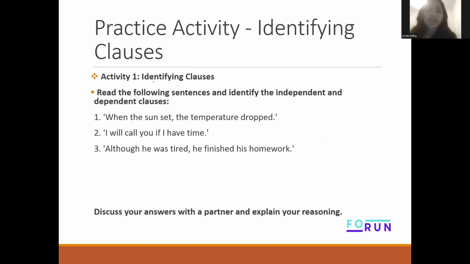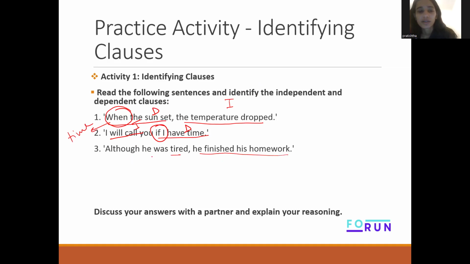Now, again, you have identifying clauses. Read the following sentence and identify the independent and dependent clauses. So when the sun set, the temperature dropped. Independent, dependent, subordinating conjunction, and talks about time. I will call you if I have time. Condition, if I have time. Although he was tired, he finished his homework. So, contrast, dependent, independent.